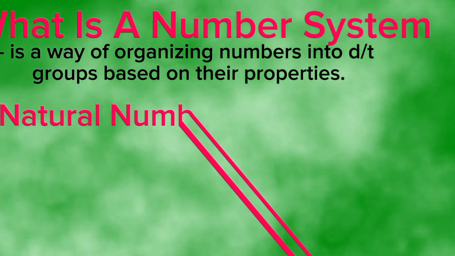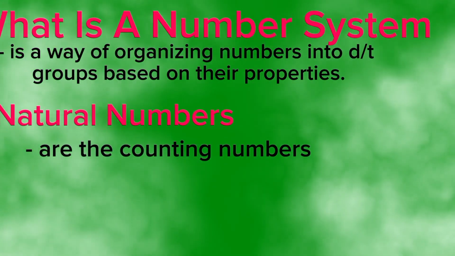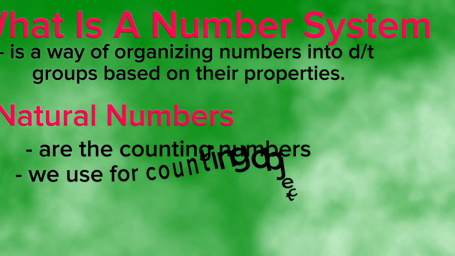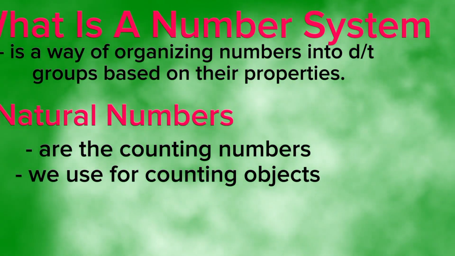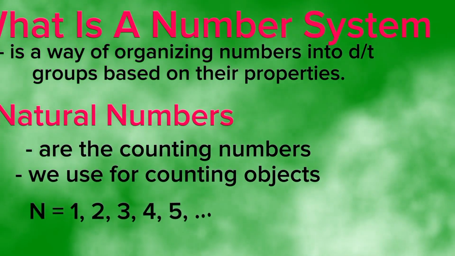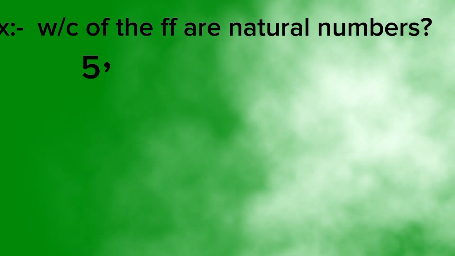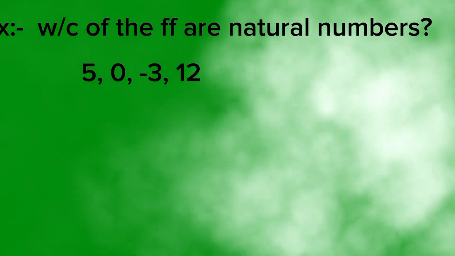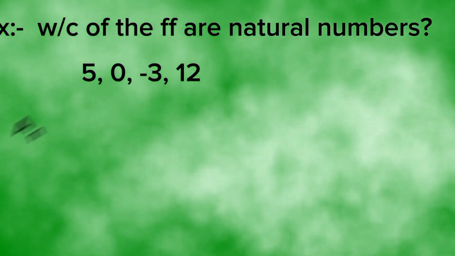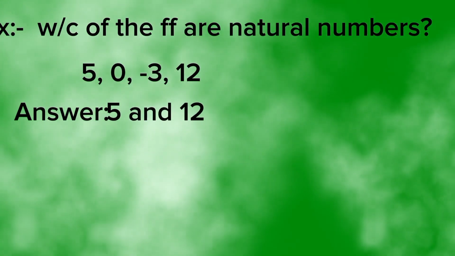Natural numbers. Natural numbers are the counting numbers. These are the numbers we use for counting objects. Symbol: N equals 1, 2, 3, 4, 5. Which of the following are natural numbers? 5, 0, minus 3, 12. Answer: 5 and 12 are natural numbers.